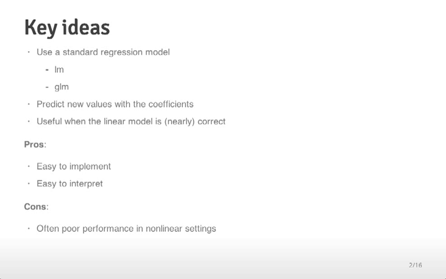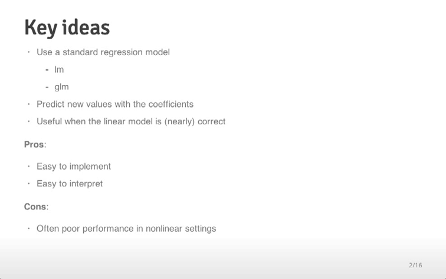First, we're going to just use standard regression models, whether with the LM or GLM function, to build a model that we're going to use to predict. The basic idea is that when you get a new sample that you want to predict an outcome for, you just substitute in the values for the covariates, multiply them by the coefficients, and you get a prediction for the new value of the outcome. So it's a pretty simple idea, really.